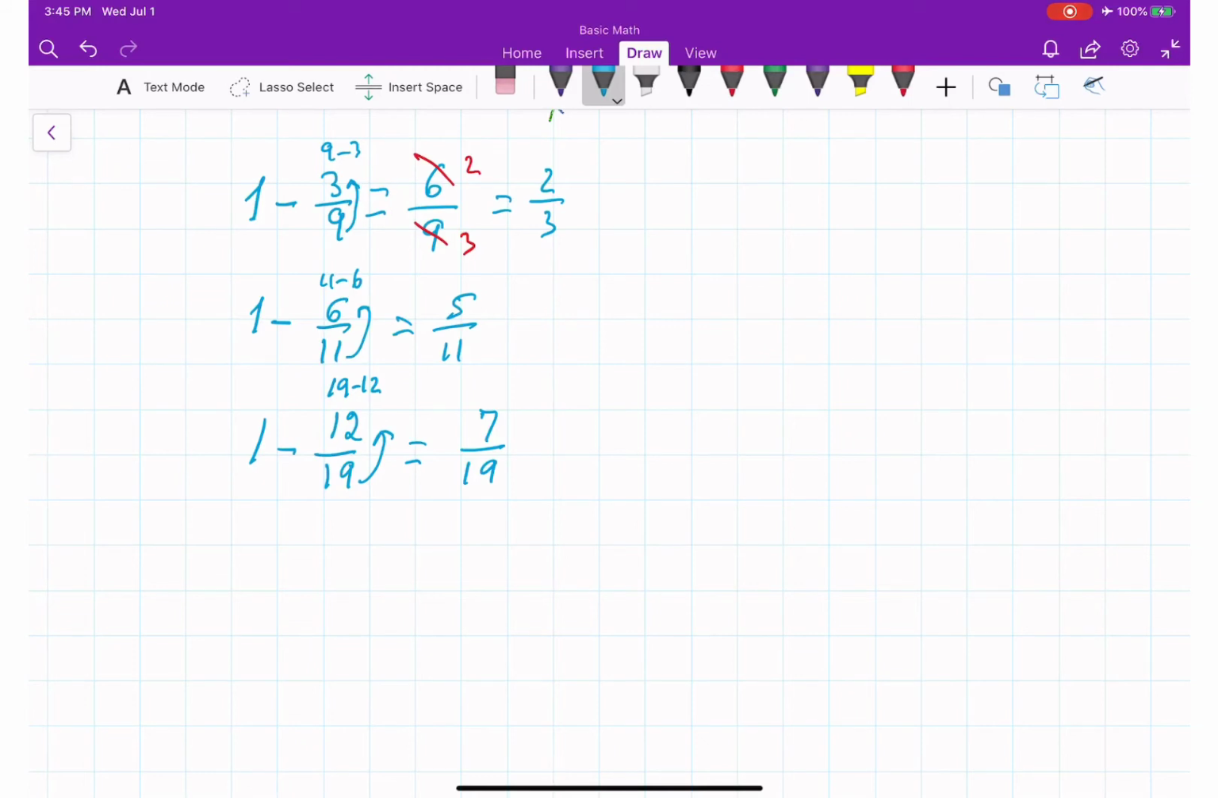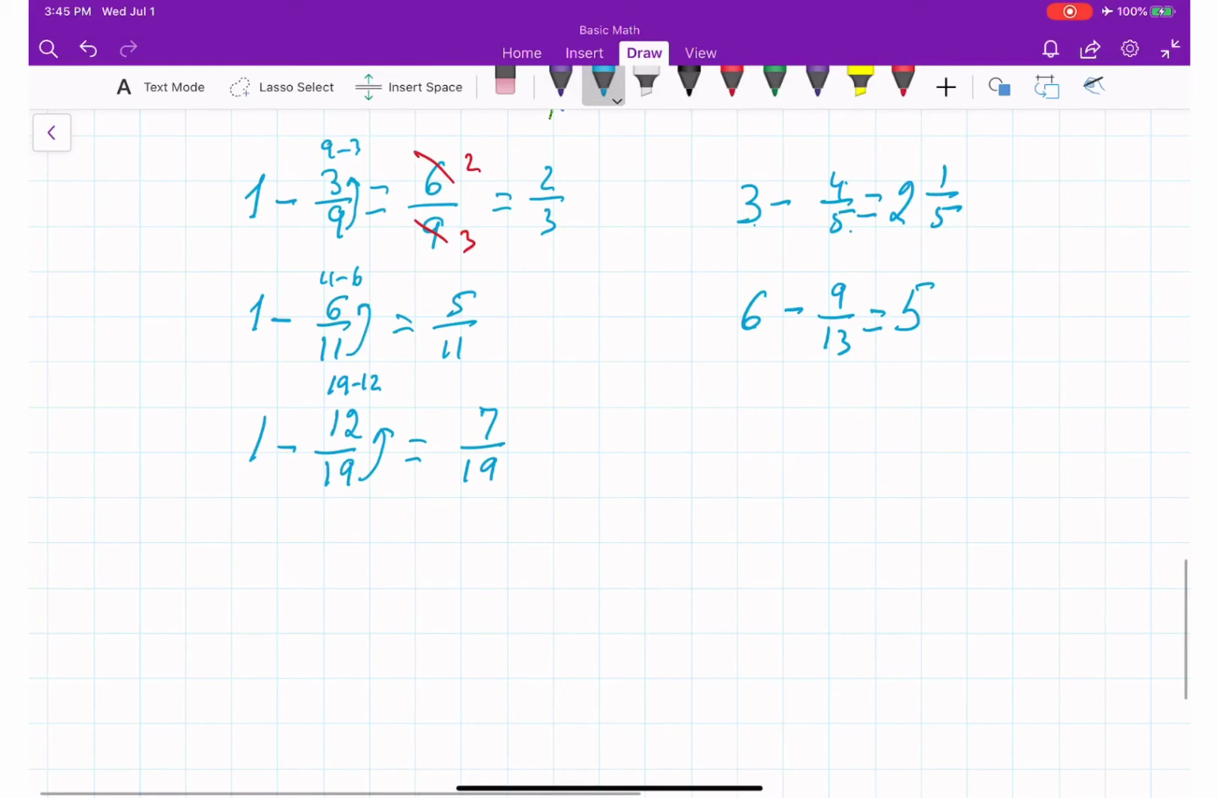So let's say if you want to have 3 minus 4 over 5. So you just reduce 3 by 1, get 2, and then 5 minus 4 is 1. 6 minus 9 over 13. Reduce 6 by 1 is 5, and 13 minus 9 is 4. Okay? All right.